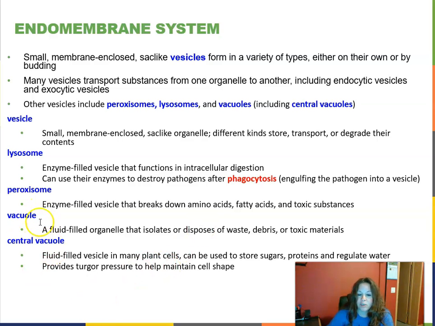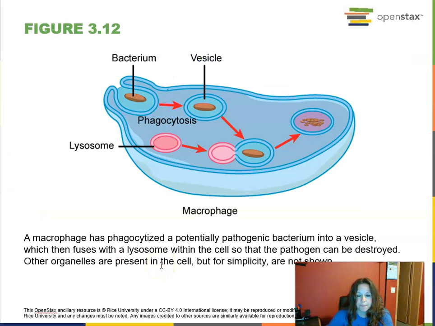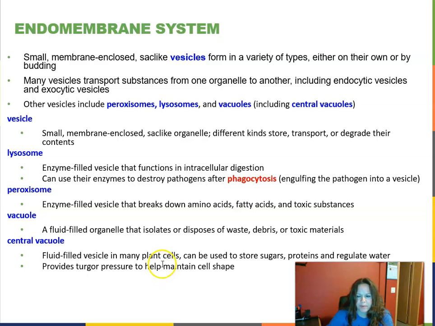Then we've got the vacuoles there again, those are for storage and stuff. I'll also mention the central vacuole in plants help to regulate water and help with kind of the pressure of the cell and holding that cell's shape.